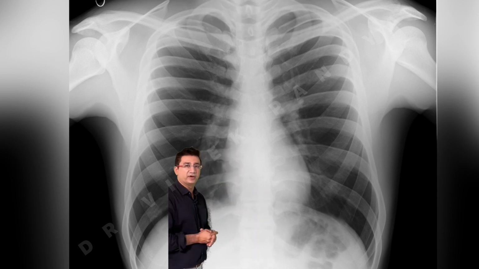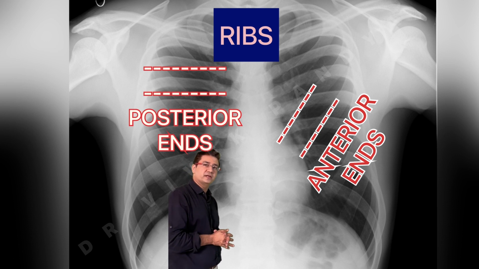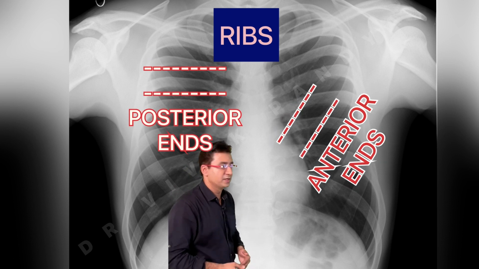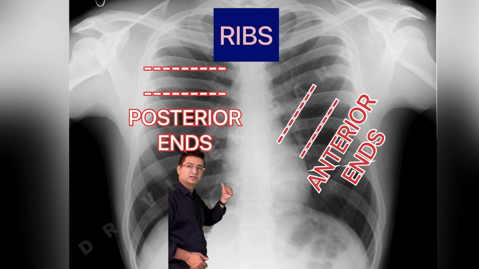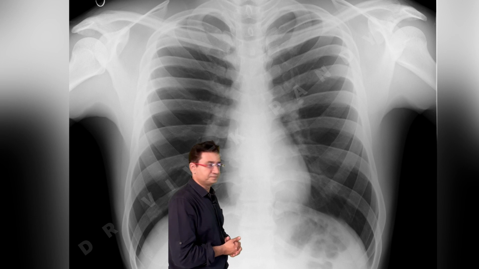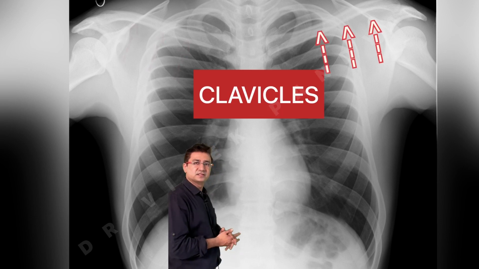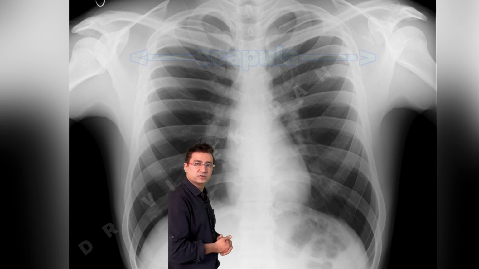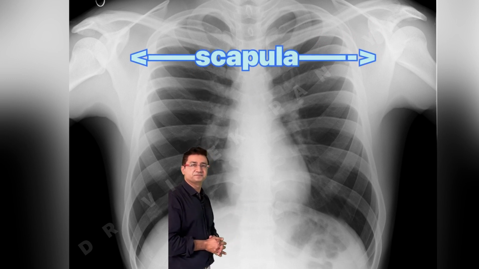Then come the ribs. The anterior and posterior ends of the ribs are overlapped in this two-dimensional film, so we have to isolate the anterior and posterior ends of the shafts of the rib. Then come the clavicles. Behind the clavicles, two triangular shadows are the scapulae on either side.